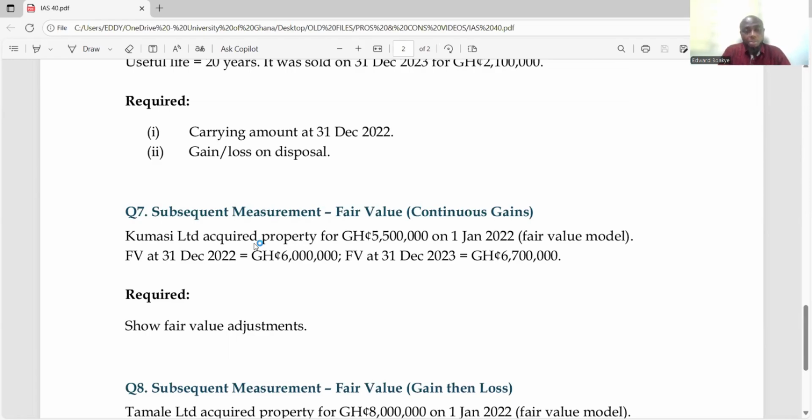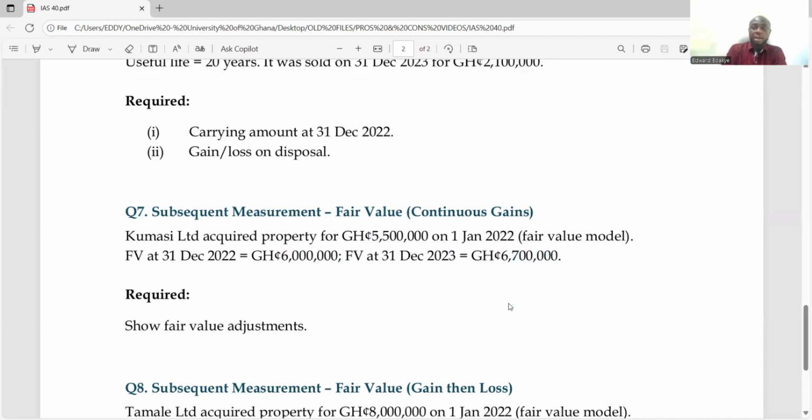So Kumasi Limited acquired property for 5.5 million on 1st January 2022 on a fair value model, right? So the fair value as at 31st December 2022 was 6 million. So if you check January to December, they've gotten 500,000. And then the fair value as at 31st December 2023 has now gone up to 6.7. So they've gotten another 700,000. That is something which is good.